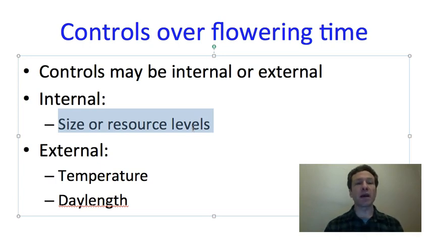There can also be external signals that control flowering time. And these are things in the environment, such as the temperature or the day length. And many species have both internal and external controls operating at once, and it will be combined factors that determine when exactly the plant will flower. We are going to focus mostly on day length.